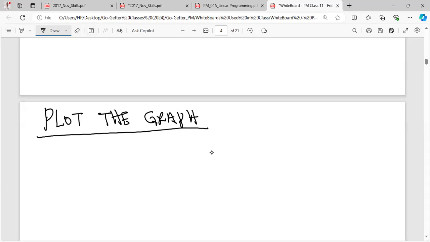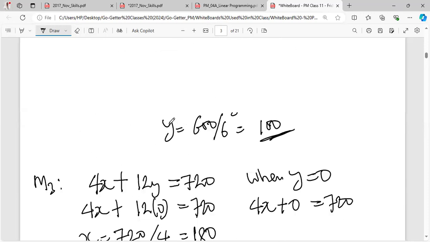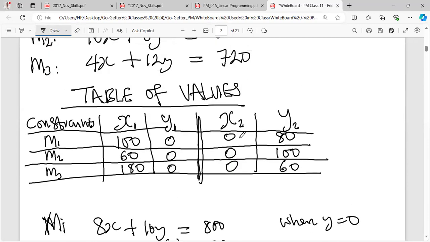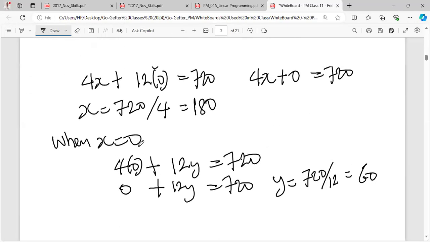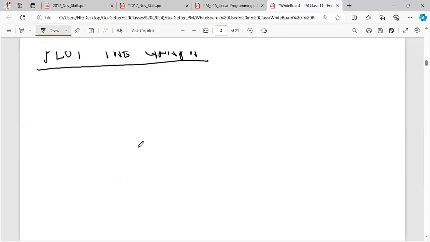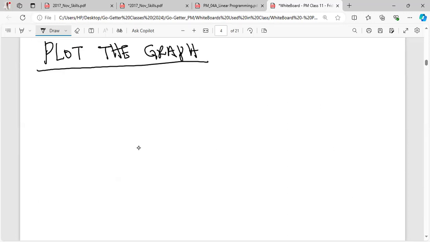Now, how do you know your values of x and y to use? So you come here. What is the highest value of y? The highest value of y is 100. So your y-axis goes up to 100. The highest value of x is 180. That will enable you to know how to plot your graph. So your y is 100.